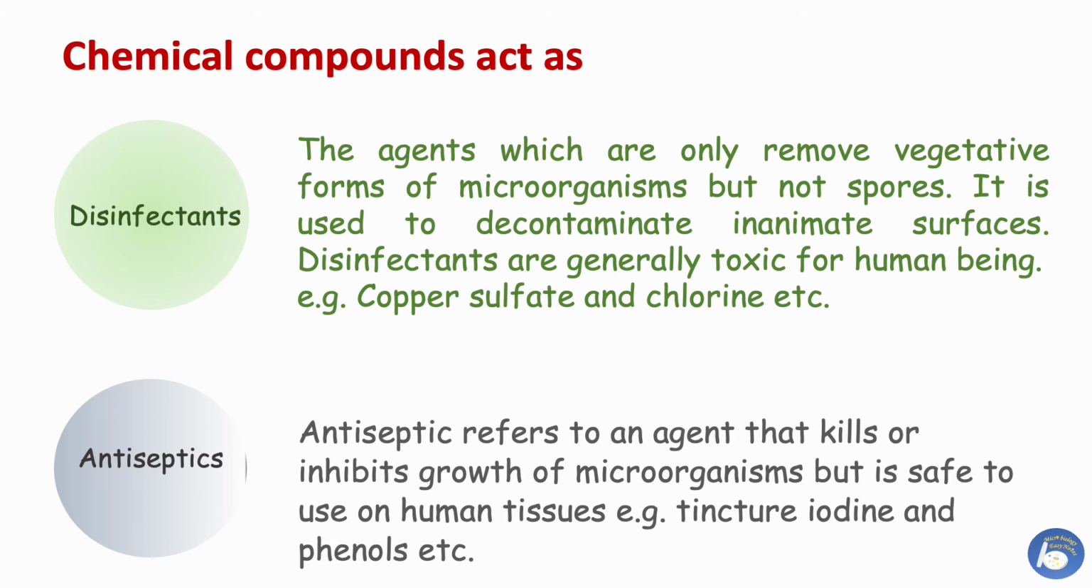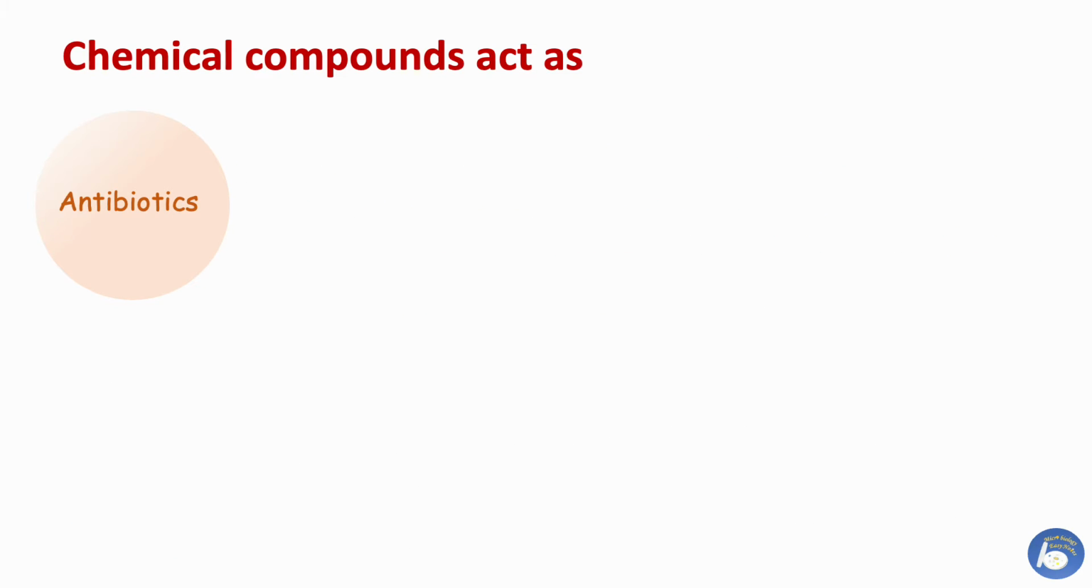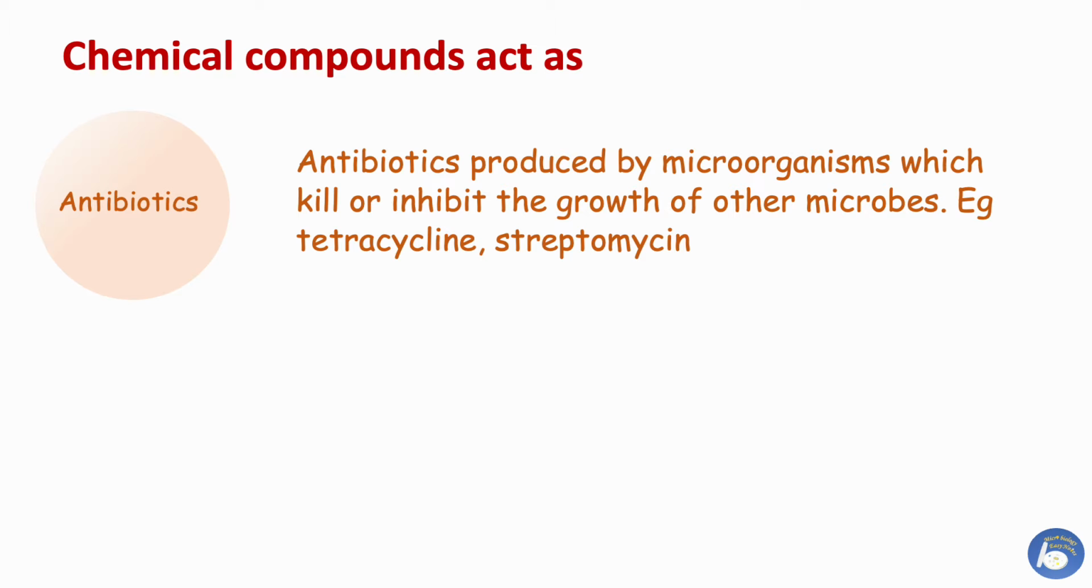Antiseptics. Antiseptic refers to an agent that kills or inhibits growth of microorganisms but is safe to use on human tissues. Example of antiseptic are tincture iodine and phenol. Antibiotics. Antibiotics are produced by microorganisms which kill or inhibit the growth of other microbes. Examples are tetracycline and streptomycin.